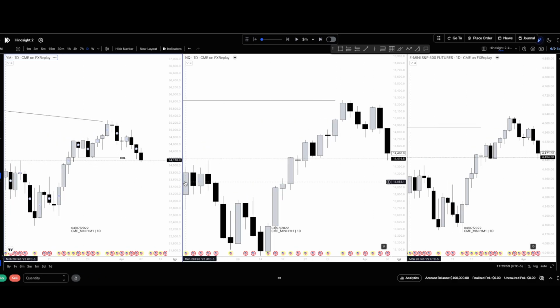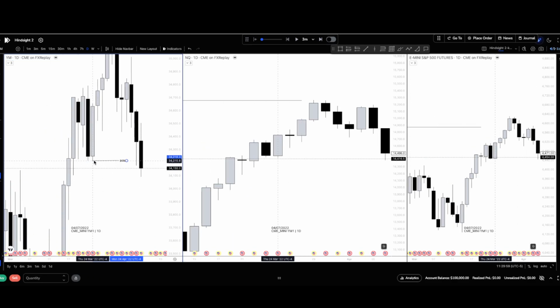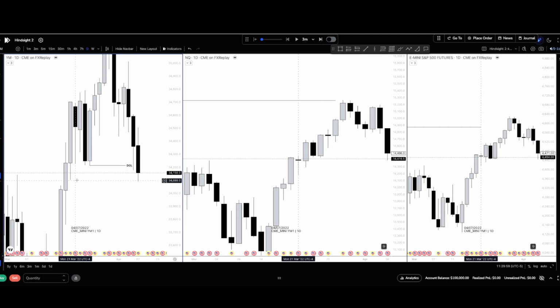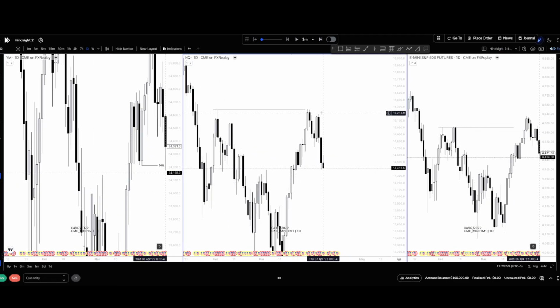Sorry, not daily. We do tap into this level. However, what are we seeing? That this is most likely going to get broken. Why? Because all assets. Stop.